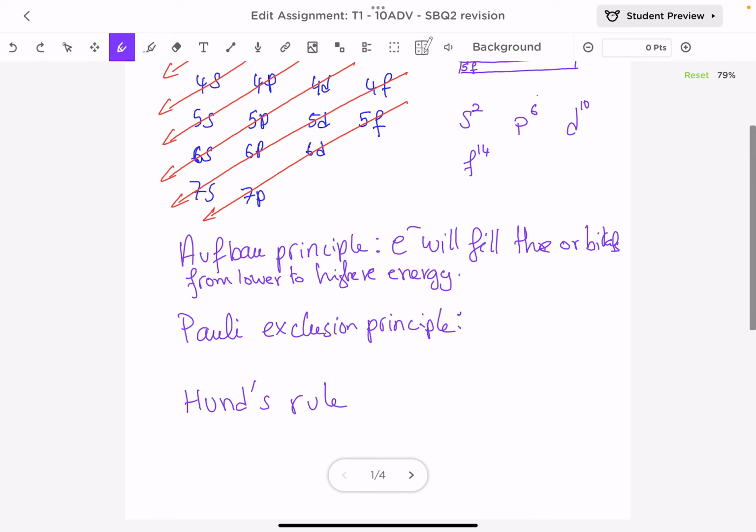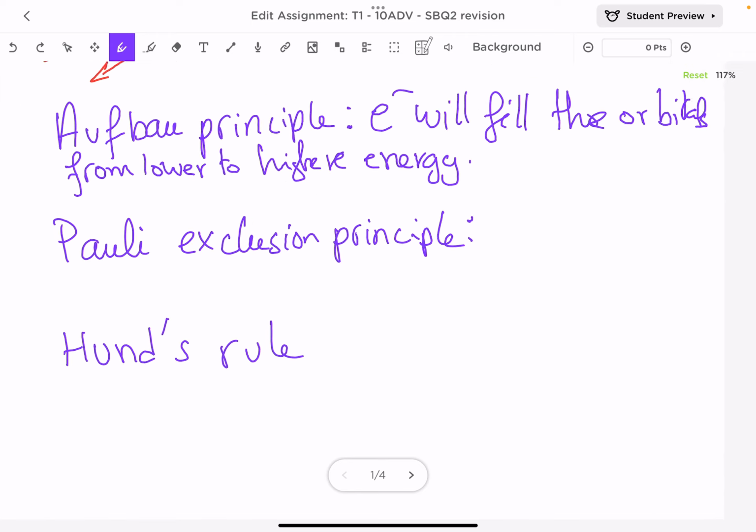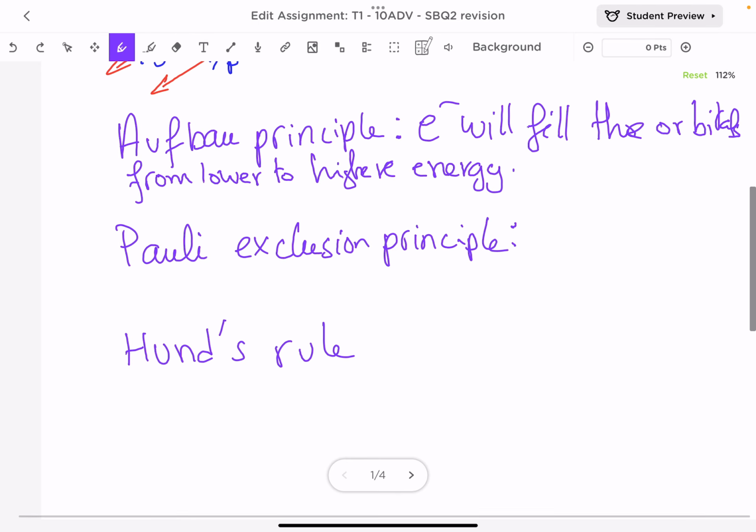Now, I have questions to show you exactly what I mean by the Aufbau principle. For example, I have 1s and I have 2s. I cannot put one electron here and another electron here. No, I have to finish the 1s. Once done, then I move to the 2s.